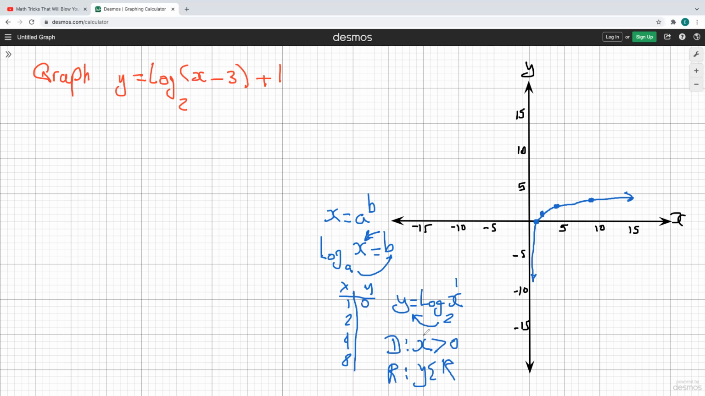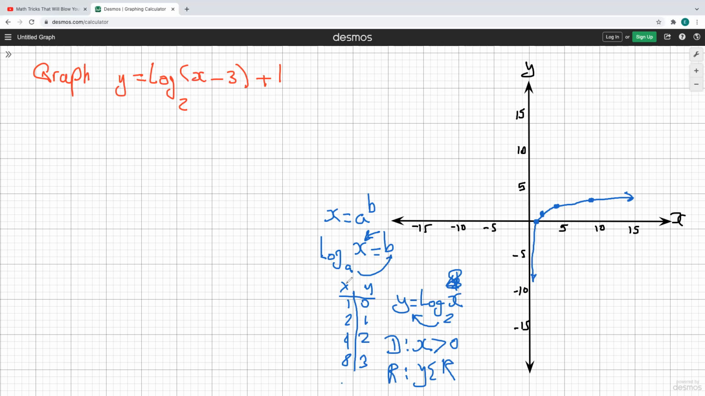And the next thing, if I make x 2 instead of 1, now 2 raised to the power of y should give you 2, so y is 1. And if I make x 4, then 2 raised to the power of what gives you 4? It's to the power of 2. And then if I make x 8, then 2 raised to the power of 3 would give you 8, and that's why you get 3 for y. All right, and that's how these points came about.